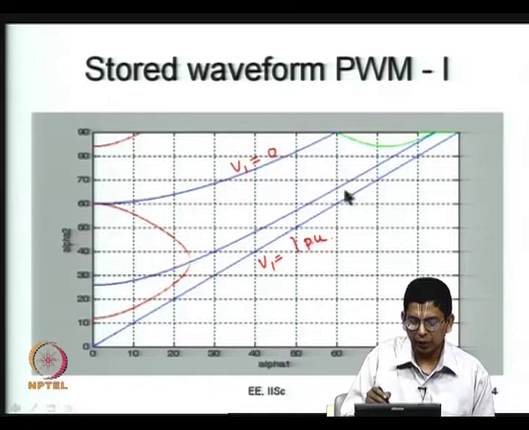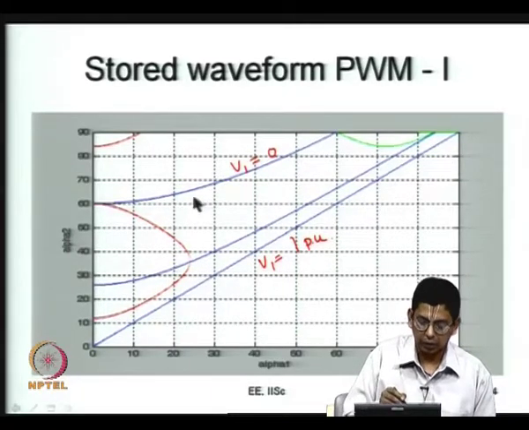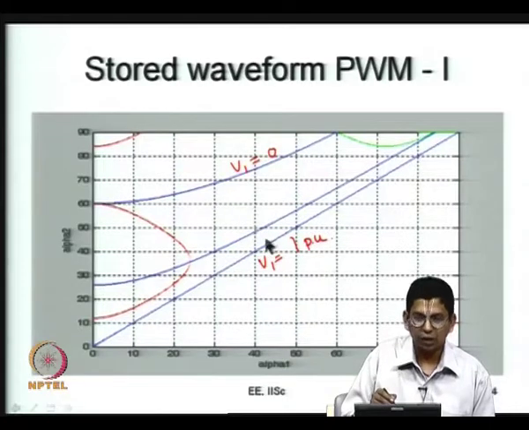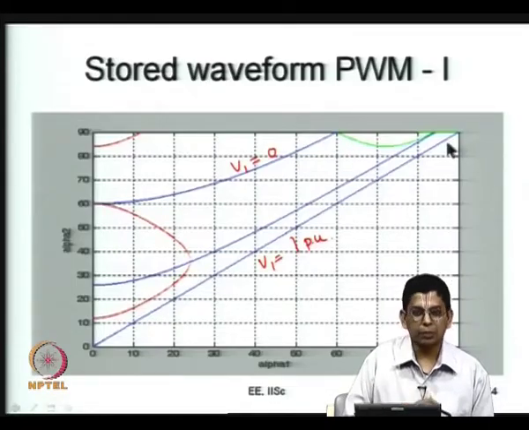So, any line that you can draw, you can just draw a straight line from here to here, and you can call that a PWM technique. You can draw some wavy line from here, you can call this a PWM technique. Now, in this case we can call this a PWM technique. This green curve can be called a PWM technique.